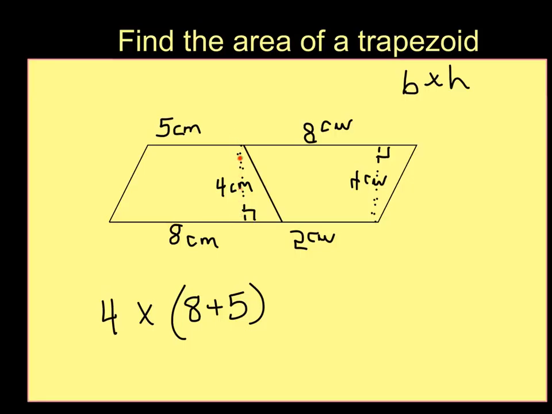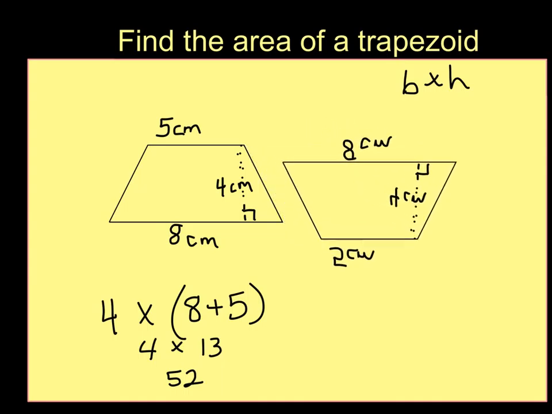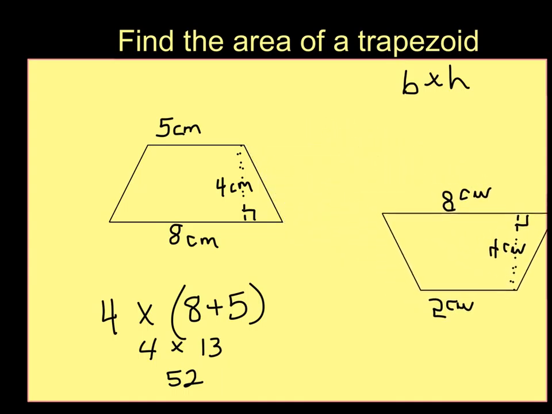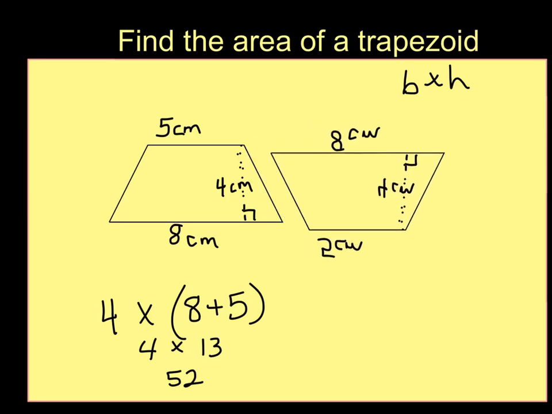So my height is 4 centimeters, my base is 8 centimeters plus 5 centimeters. Now, if I solved this, the area for my parallelogram would be 52 square centimeters. But keep in mind, this trapezoid was really only half of the parallelogram, right?